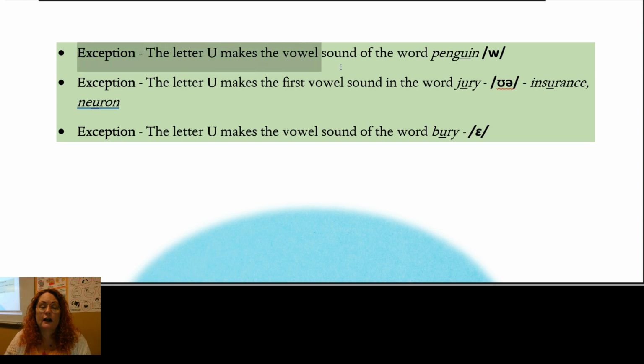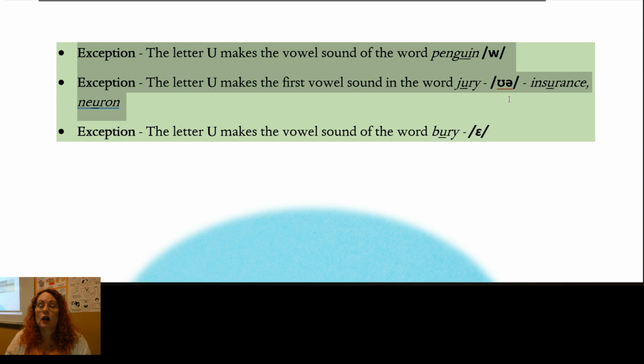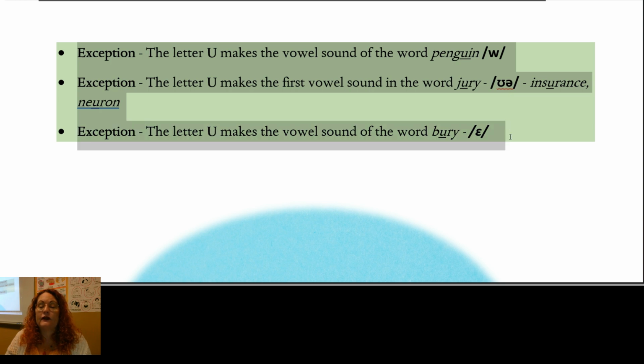Beyond all these rules, there are some exceptions. U occasionally makes the W sound, as in penguin. It can make the first sound in the word jury, er, insurance, neuron, and you can see that's usually with the letter R. And the letter U makes the vowel sound of the word berry, eh.